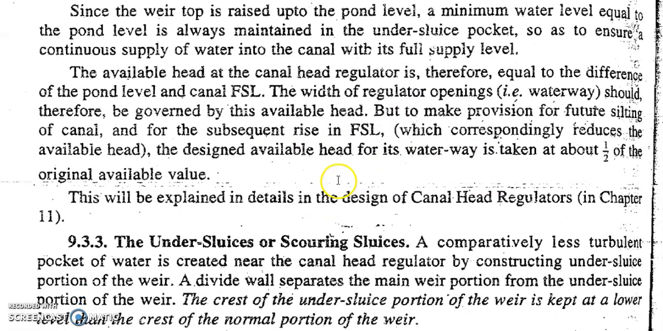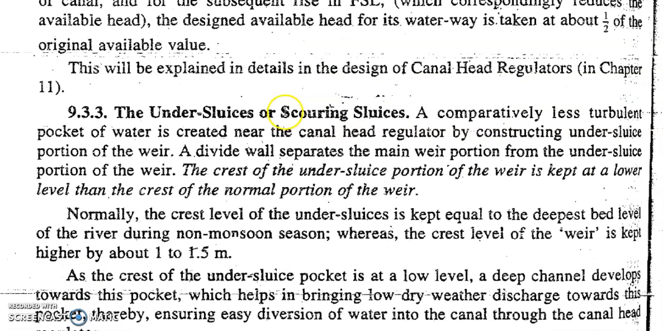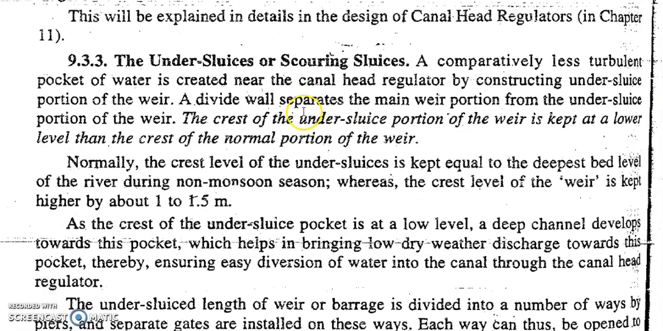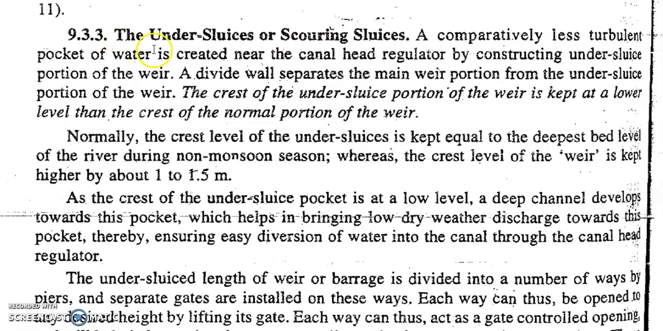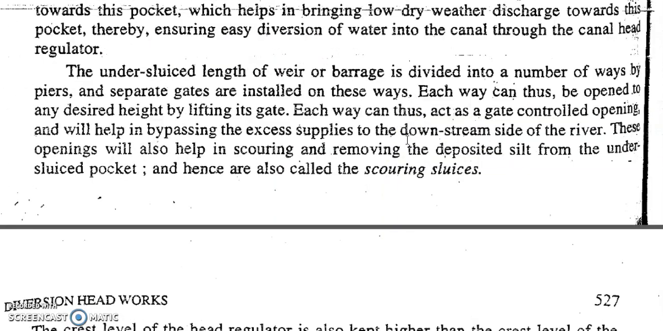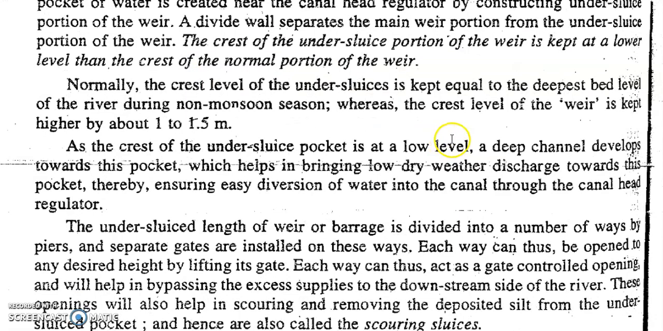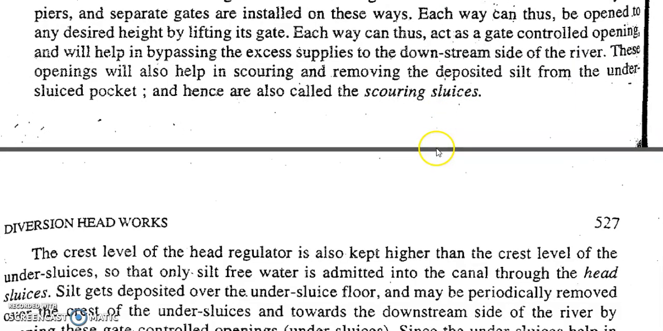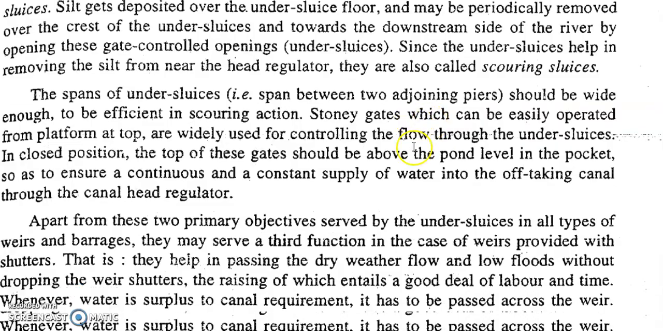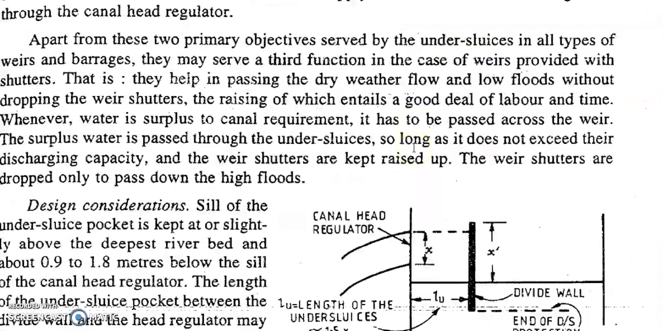We will discuss in detail when we take one example of this. Now let's talk about the under sluices or scouring sluices. You just go through this paragraph. You can pause your video and read this. You will easily get how to design the various levels of the under sluice portion and weir portion. It is just a very simple design criteria.